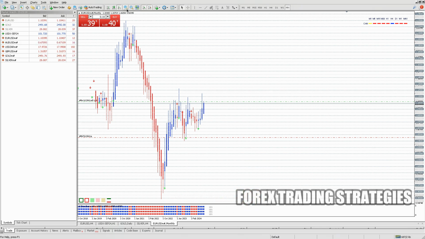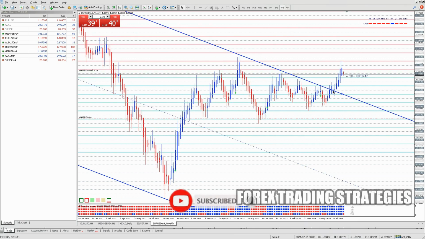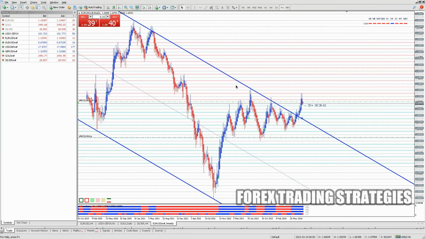By understanding the various lot sizes available and the factors that should guide your decision, you can make informed choices that align with your trading goals and risk tolerance. A standard lot in Forex trading represents 100,000 units of the base currency. For instance, if you trade a standard lot of EUR/USD, you're buying or selling 100,000 euros.